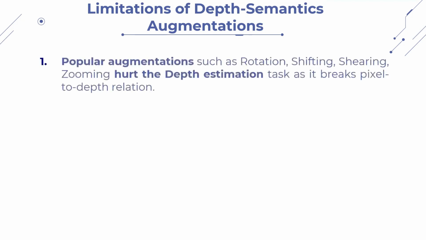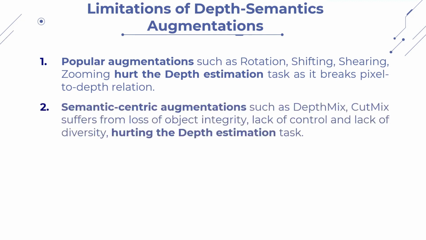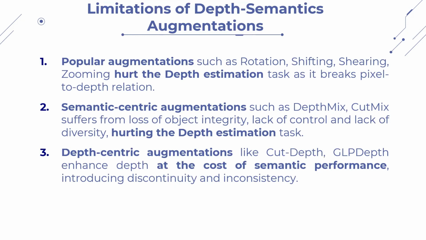On the other hand, augmentations introduce additional challenges in joint depth and semantic tasks. For instance, popular augmentations such as rotation, shifting, shearing, and zooming hurt the depth estimation task as they break the pixel to depth relation. Semantic-centric augmentations such as depth-mix and cut-mix suffer from loss of object integrity, lack of control, and lack of diversity, also hurting the depth estimation task. Depth-centric augmentation, on the other hand, like CutDepth and GLP depth, enhances depth at the cost of semantic performance, resulting in discontinuity and inconsistency. Our proposed NearFarMix augmentation addresses all previously mentioned issues.